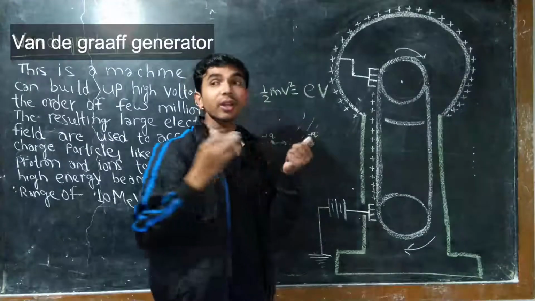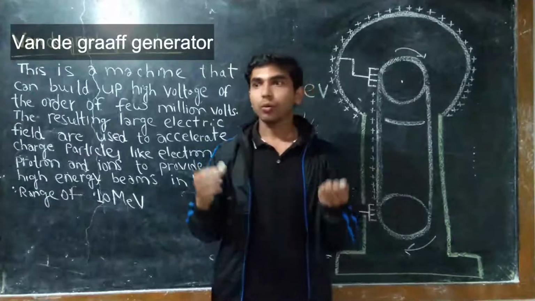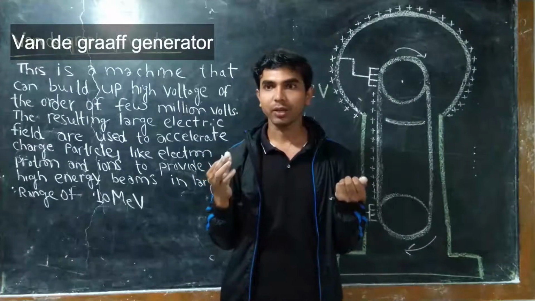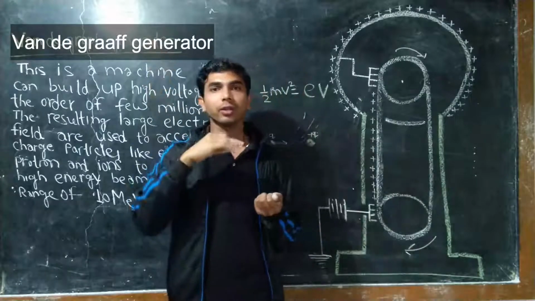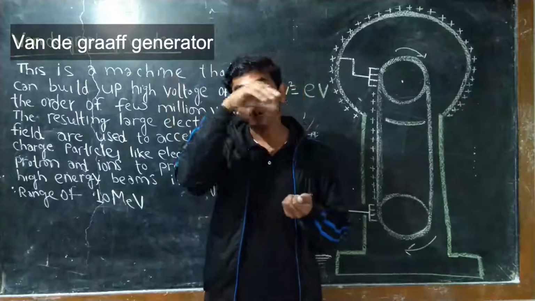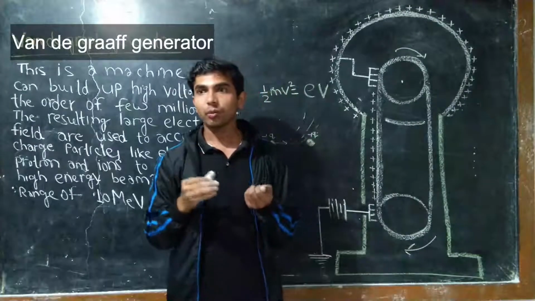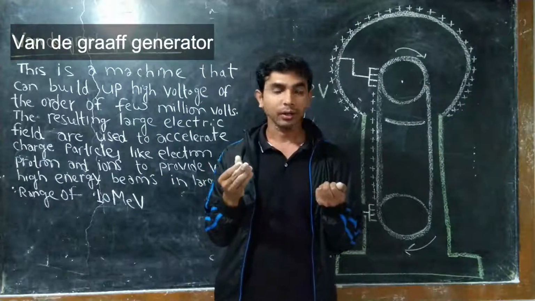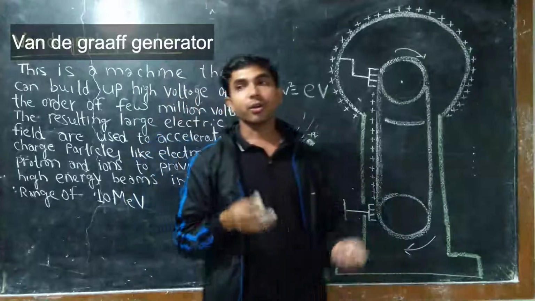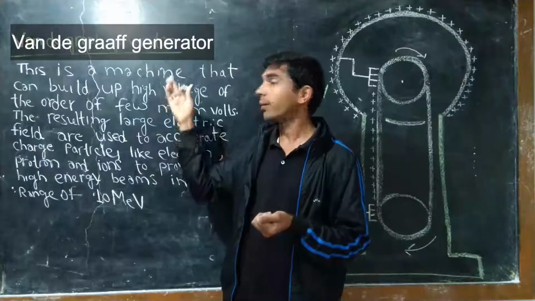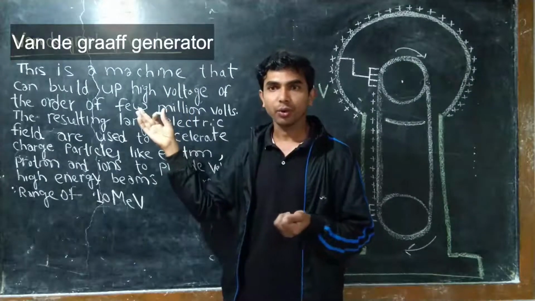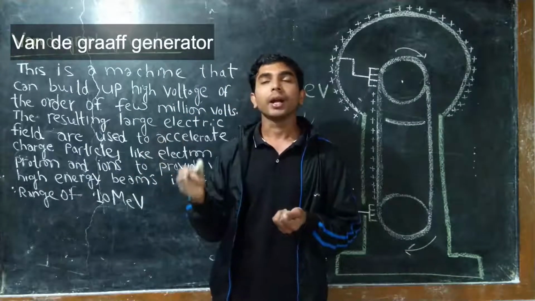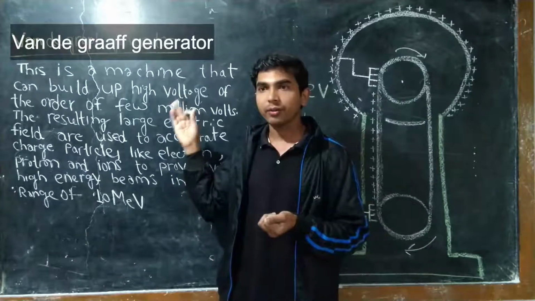This potential is very high, about 1 million volt. You can imagine, this light tube works on how many volts? 220 volt. But 1 million volt is very high. To get that much voltage, we require the Van de Graaff generator. This is the requirement of the Van de Graaff generator, and now we are going to discuss how it works.